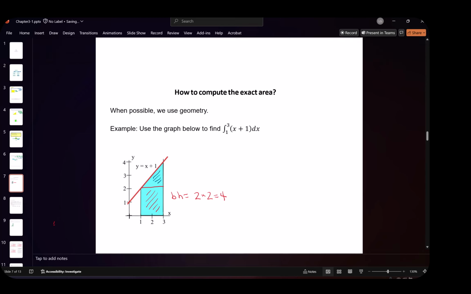The area of a triangle is 1/2 base, which is 2, from 1 to 3, and the height is from 2 to 4. Again, it's times 2, but it's half of that. So it would be 4 divided by 2, which is 2, which means that the area of this graph is equal to 6.